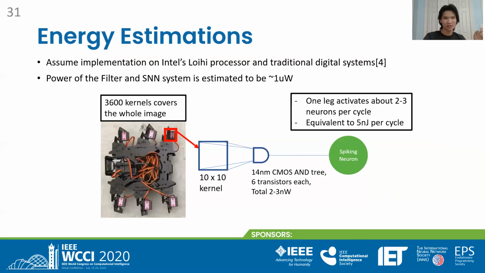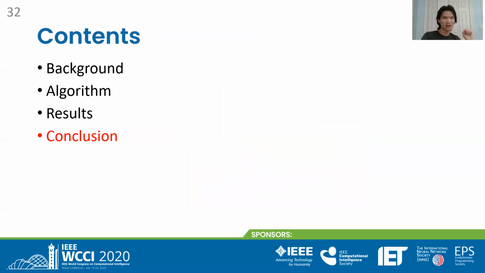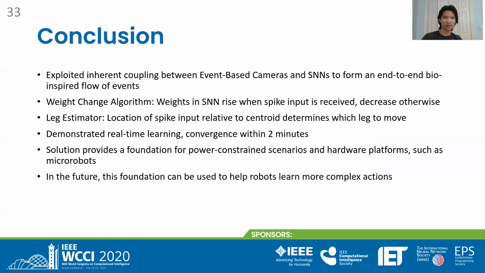So in terms of energy estimations, we calculated about 1 microwatt for the whole system because the filter takes about 2 to 3 nanowatts based on typical digital systems, and the spiking neural network, if we base it on Loihi processor specs, takes about 5 nanojoules per cycle, which means that this technology has a lot of potential to be in very power-constrained scenarios like micro-robots, with the simple algorithm of boosting weights and decreasing weights.